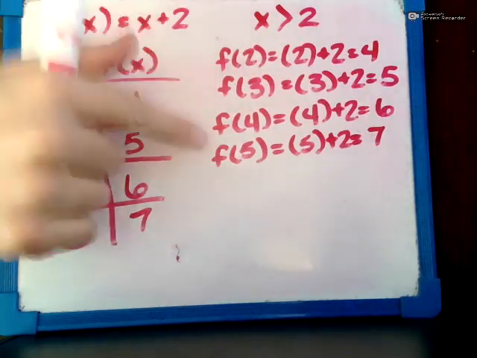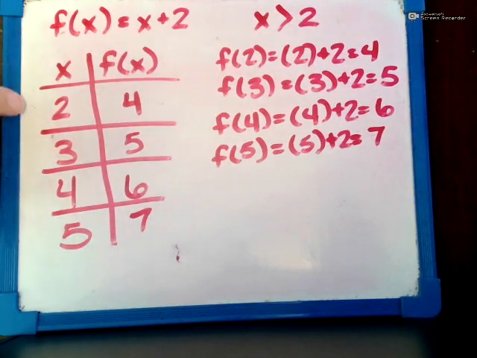You can pause the video and go over the math if you need to, but our values are now (2, 4), (3, 5), (4, 6), and (5, 7). These are our xy coordinates that can then be graphed, and we can see where that goes.